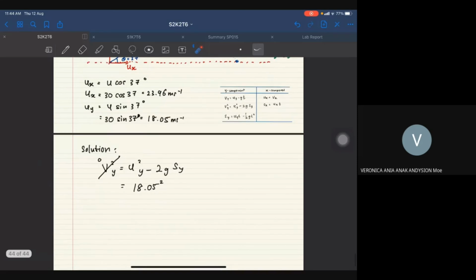But in this case, kalau equation ni kamu pakai, it doesn't matter pun because you have a square over there. So if you put negative pun dia jadi square juga lah. But then we want to do it the right way. Minus 2, 9.81 and then SY. So you can bring the whole term over here to the other side and then you can solve. So you get 18.05 square divided by 2 divided by 9.81, you should get 16.61. Okay, you can leave it like this or you can rewrite, therefore.